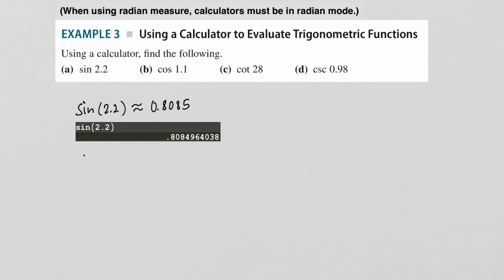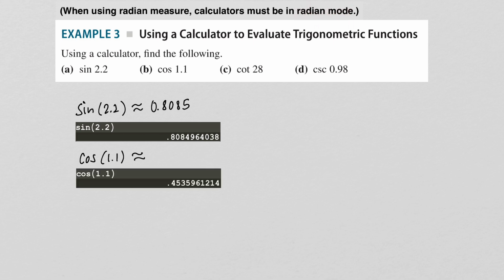Next, we have the cosine of 1.1. Again, we're just going to type this into the calculator just as we see it. And I just want to reemphasize, you've got to make sure our calculator is in radian mode. And you can see that what we get here is approximately 0.4536.